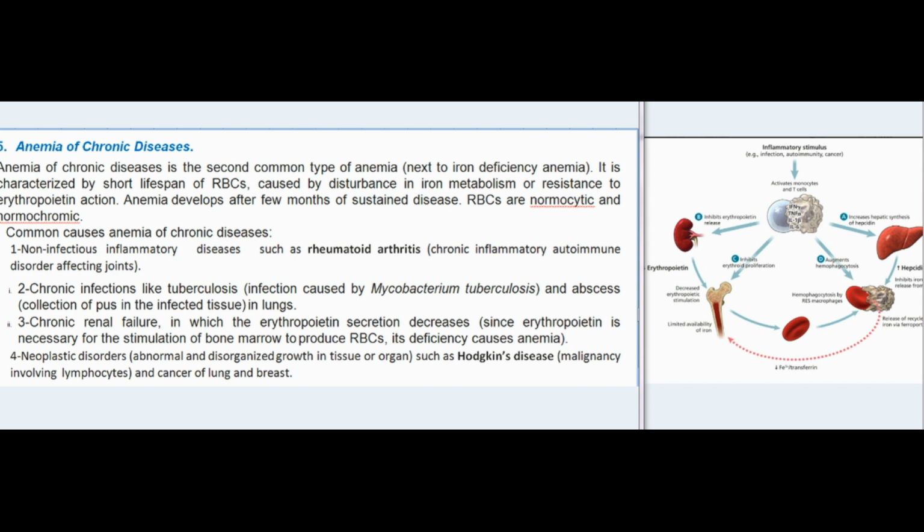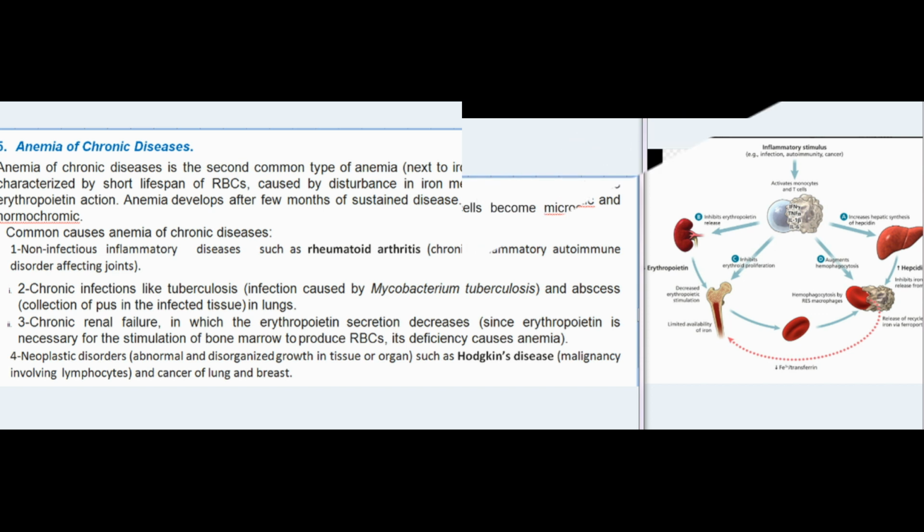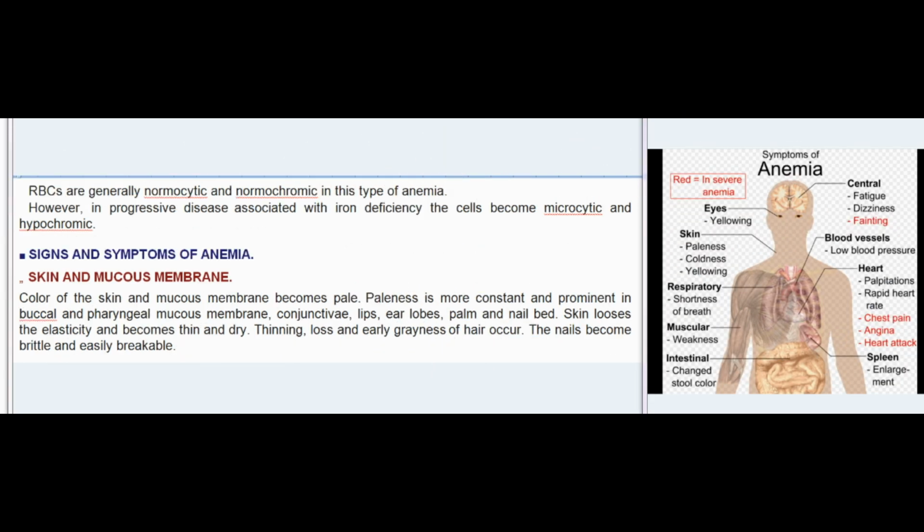Chronic renal failure, in which the erythropoietin secretion decreases, since erythropoietin is necessary for the stimulation of bone marrow to produce RBCs, its deficiency causes anemia. Neoplastic disorders, abnormal and disorganized growth in tissue or organ, such as Hodgkin's disease, malignancy involving lymphocytes, and cancer of lung and breast. RBCs are generally normocytic and normochromic in this type of anemia. However, in progressive disease associated with iron deficiency, the cells become microcytic and hypochromic.